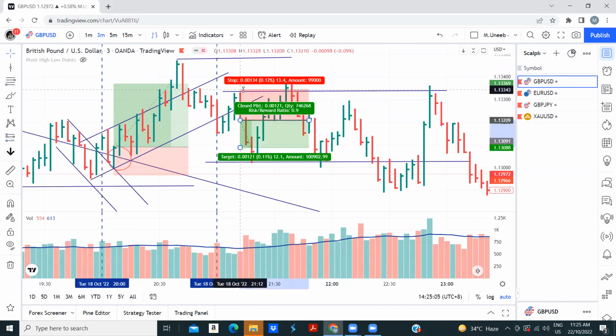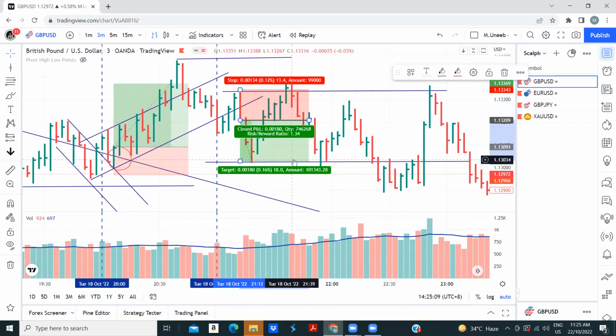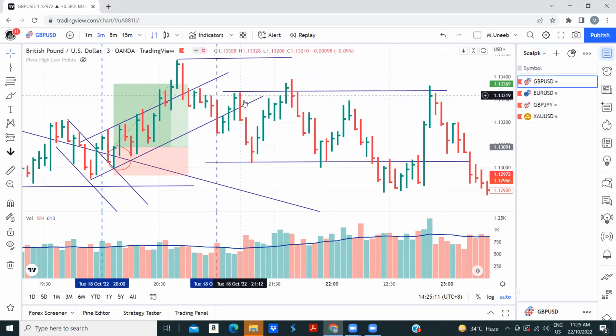Can you take this entry here? Yes, but the problem here is that if this becomes one, this becomes FTI, right? This one becomes the second higher low. The price opened here. Now, how would you take the entry? Where would you take the entry? Can you tell me?